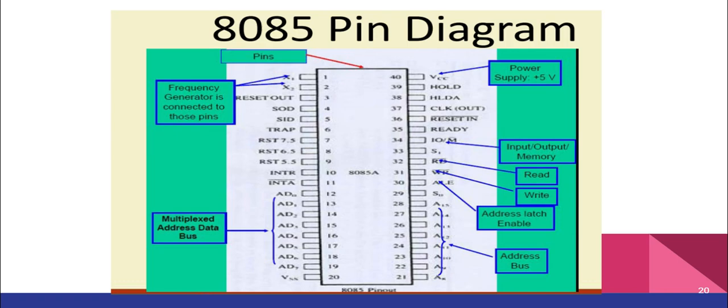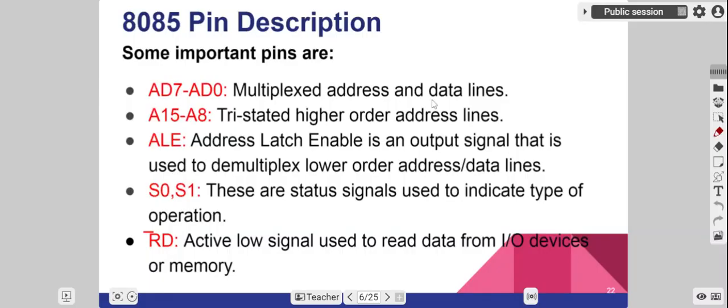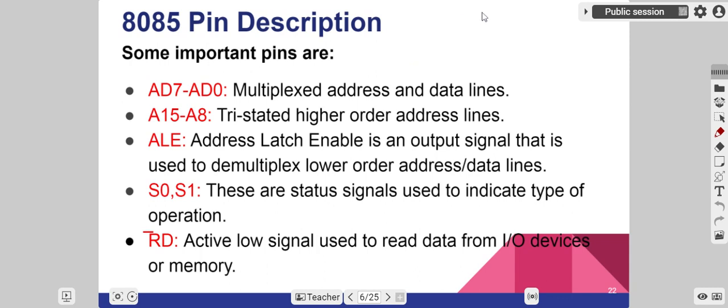Let's now move ahead to the description of this. AD0 to AD7, I already told you that these are multiplexed address data lines, and I think you better know the meaning of what multiplexing actually is. Multiplexing means many to one. So we are having here A0 to A7 and D0 to D7.